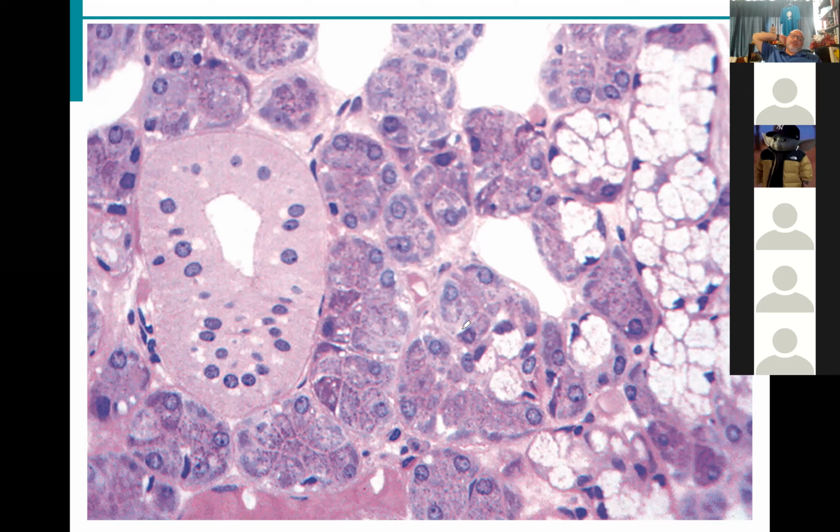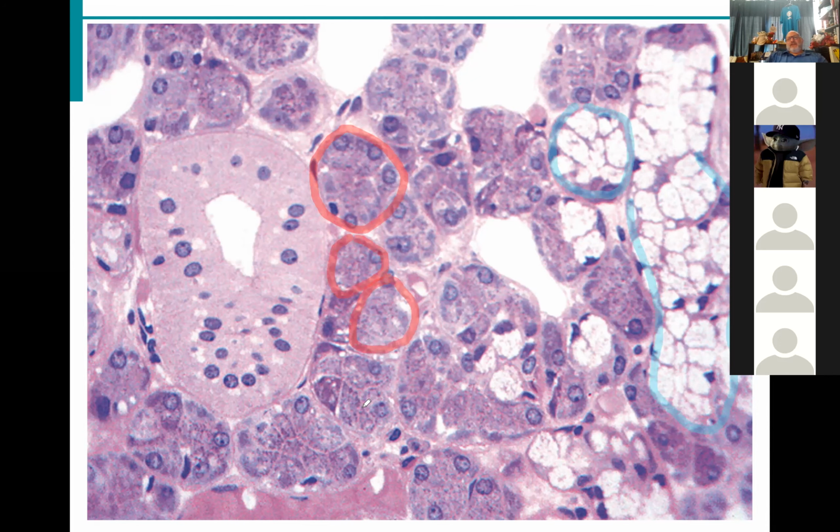Now, as I look here at this particular gland, do all of my secretory structures look the same? No. Notice some of my secretory structures are very light. The cells are very light in color, and they're very irregular in their shape. Other secretory structures are much darker in color, much more compact, and much more uniform in their shape.